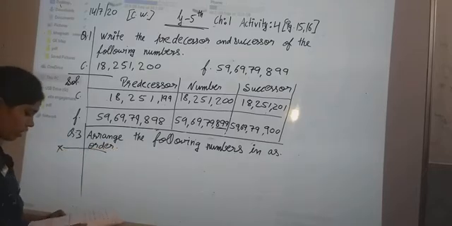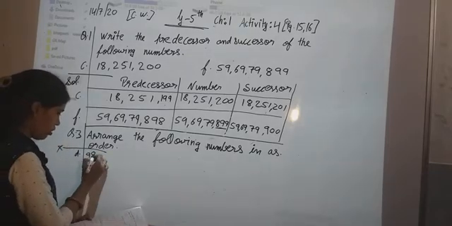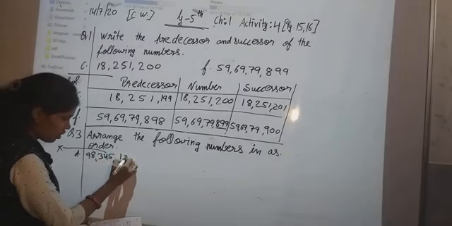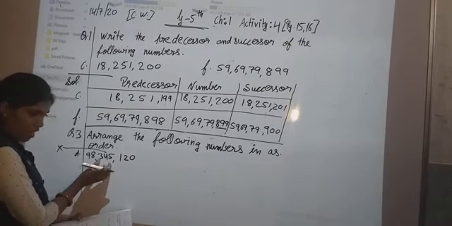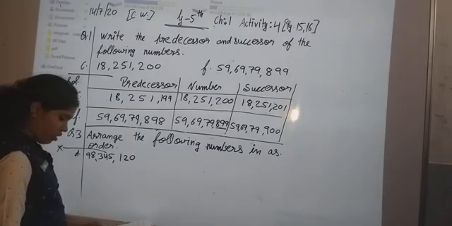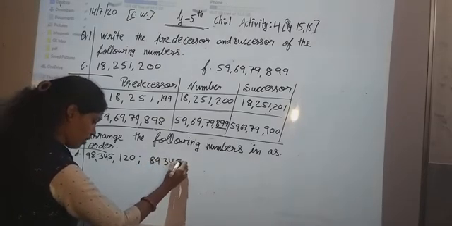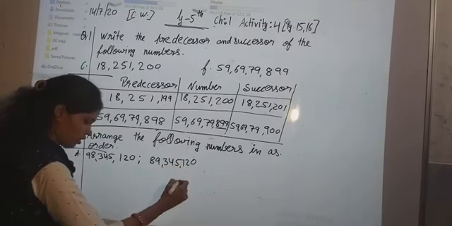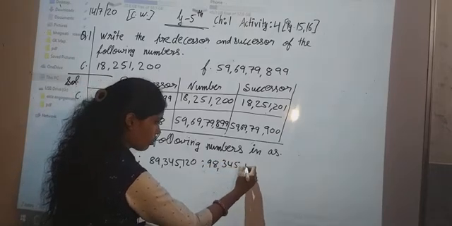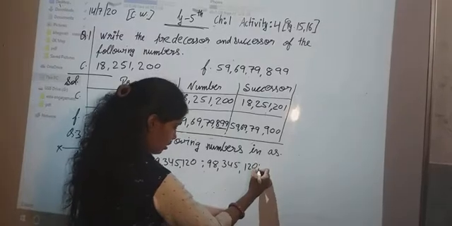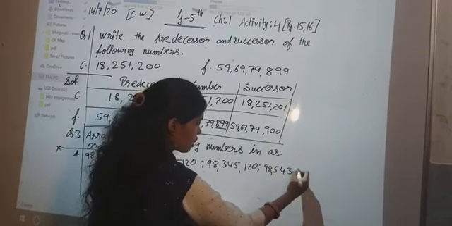Okay, so let's start. Question D. 983,45... These numbers are international numbers because we have 3 digits here. Next number is 89,345,120. Next number is 98,345,120. And next is 98,543,120.